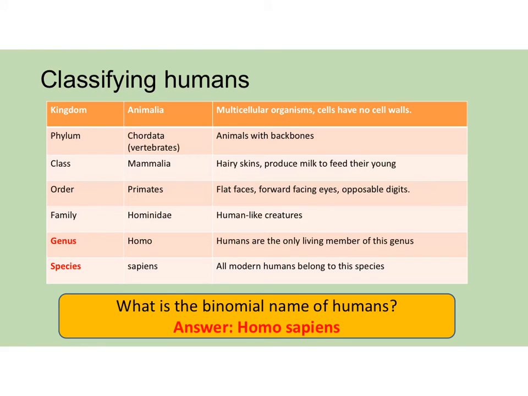The answer to that, the binomial name of humans is Homo sapiens, because we take the genus and the species. So the genus for humans is Homo, and the species for humans is Sapiens. So we say Homo sapiens as our binomial name.